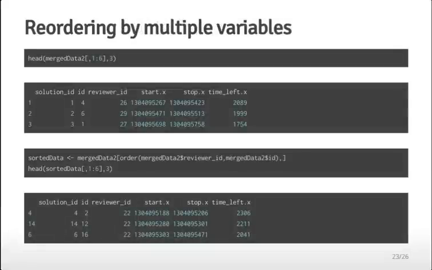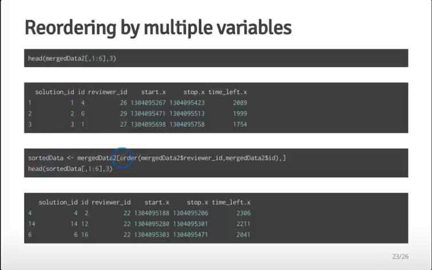The other thing that you can do is actually reorder by multiple variables. So in this case, each reviewer might have reviewed multiple solutions, and they might have a different ID for each of those reviews. And so suppose we want to sort both by the reviewer ID and put those in increasing order, but we also want to sort by the ID of the individual so that the ID is also in increasing order. So within reviewer ID, we'd like the ID to be increasing, since each reviewer gets a certain number of reviews and they have a unique ID.